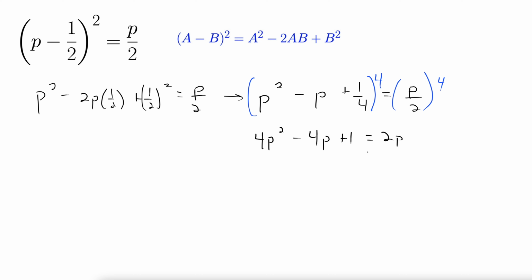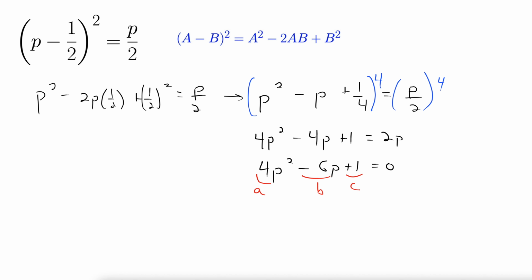And now, remembering that p squared likes to be set equal to 0, let's get that 0 on the right side here. So we'll subtract 2p from both sides. 4p squared minus 6p plus 1 equals 0. Okay, now we're ready for the quadratic formula, and we can see that this 4 here is a, negative 6 here is b, and plus 1 is c.